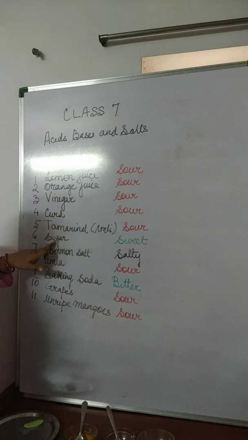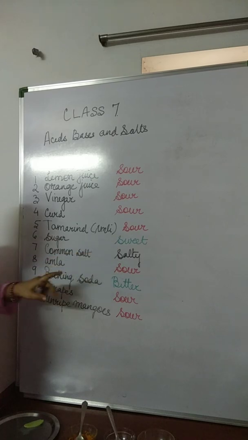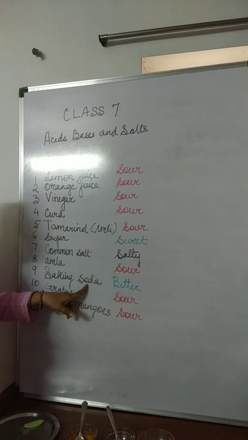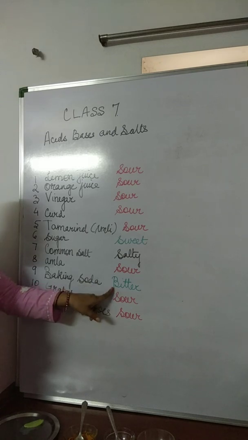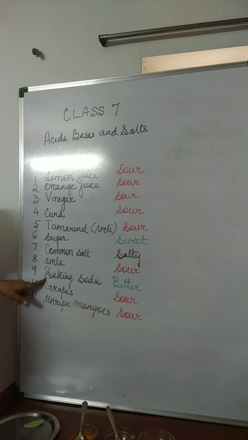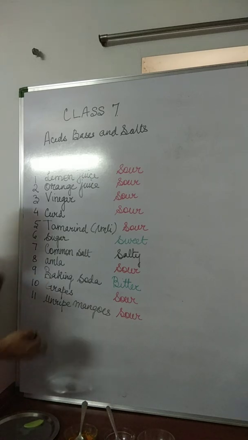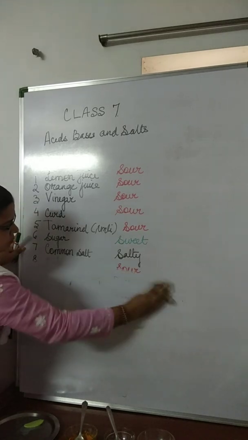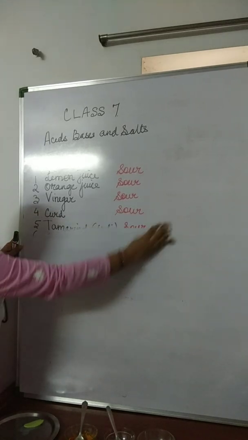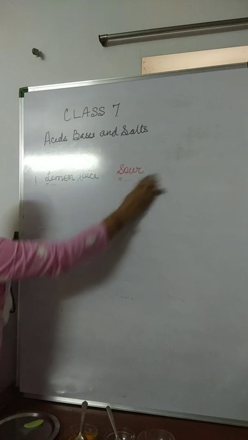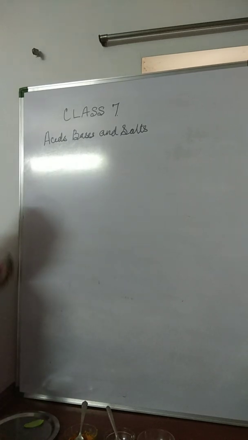Another one we have is sugar. It has a different taste, which is sweet. The taste of baking soda that we put in our food will be bitter. And this is going to be basic. Now let us try to see the definitions.